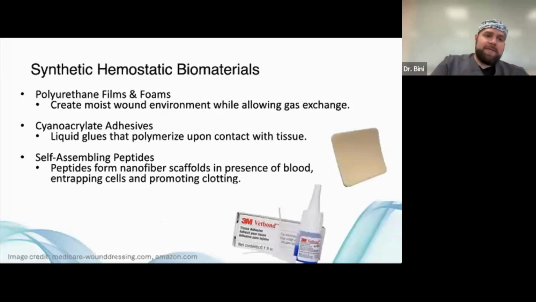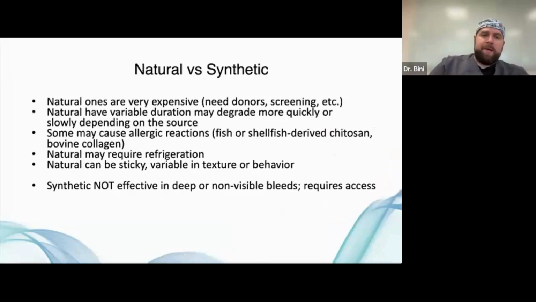Okay. And then you have synthetic hemostatic biomaterials, like polyurethane films or foams that create moist wound environments, and they still allow some sort of gas exchange. You have cyanoacrylate adhesives, like liquid glues that polymerize upon contact. And then you have self-assembling peptides, which form nanofiber scaffolds in the presence of blood and hold those cells in there. So there are several options out there. Now, what are the pros and cons of those?